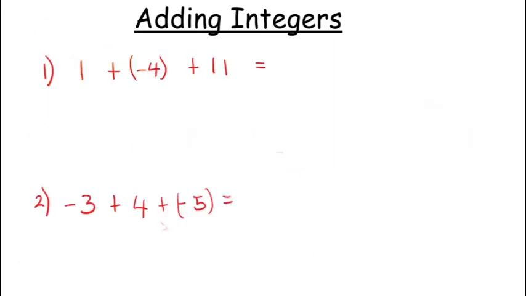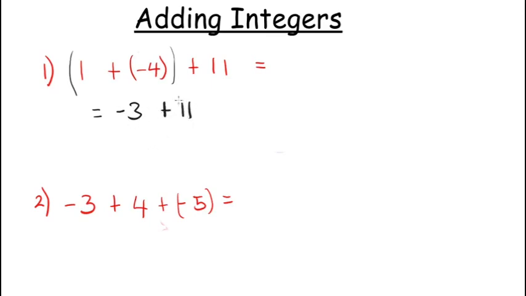Here are two more examples. For number 1, we have 1 plus negative 4 plus 11. We're going to work it in parts. So we're working the first two terms, 1 plus negative 4. We have a positive and a negative being added, so we will subtract the absolute values. 1 minus 4 gives us 3, and the answer will take the sign of the bigger integer. The bigger integer is negative 4, so it will be negative 3.